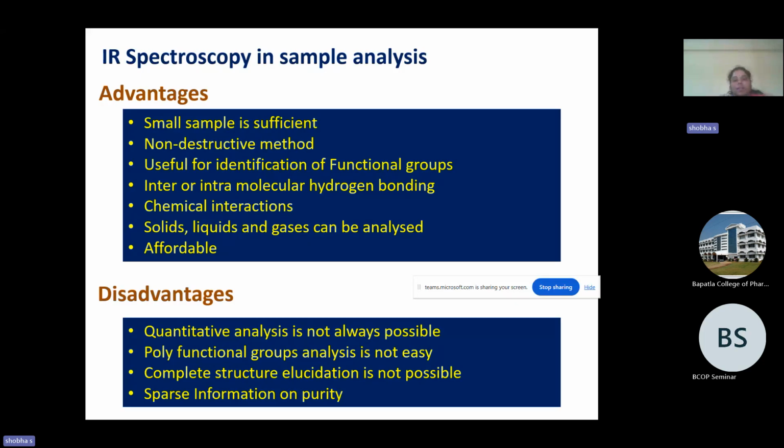And also it is non-destructive. There is no preparation of the sample that takes place. And it is mainly helpful for the identification of functional groups. We are going to see, in between as well as within the molecule, how much hydrogen bonding there is. That is nothing but dipole moment. By means of dipole moment only, we are describing the stretching and whatever vibrations we see in the IR spectrum. And also the chemical interactions we are going to see.